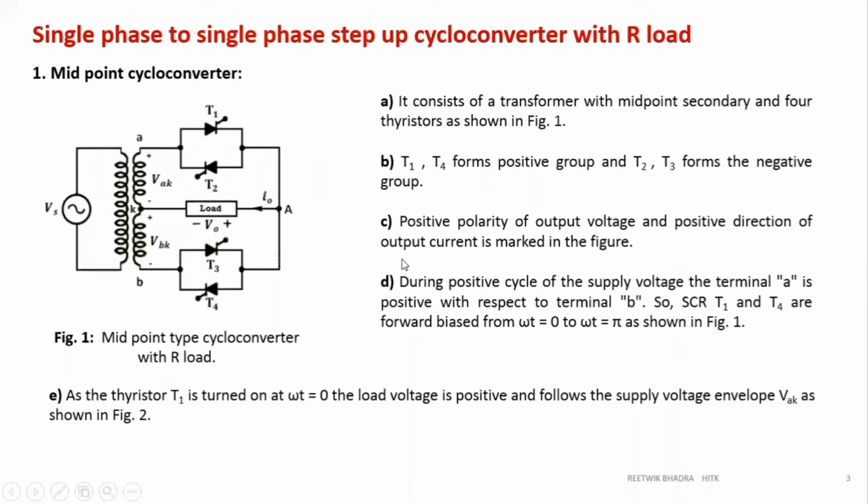Now let's go into the detail of the circuit. We are classifying this cycloconverter in two types, first step up and step down. First we'll discuss step up cycloconverters, then we'll go into discussion of step down cycloconverters. And then we are classifying those cycloconverters again into two types. One is called the midpoint cycloconverter and one is called the bridge type cycloconverter.